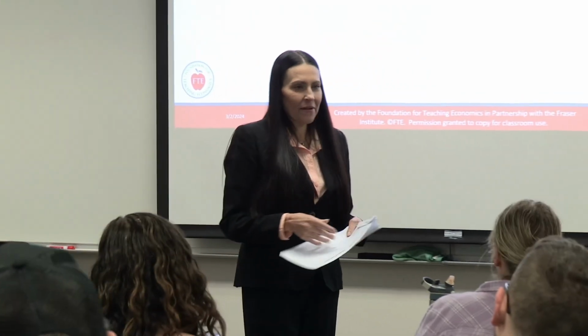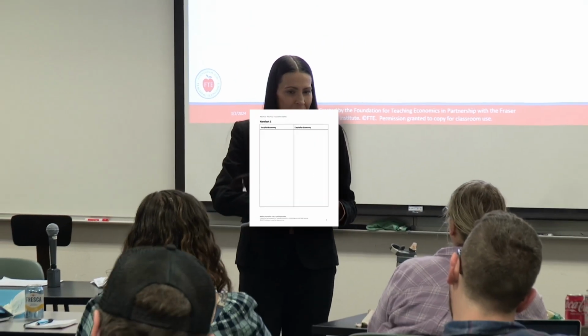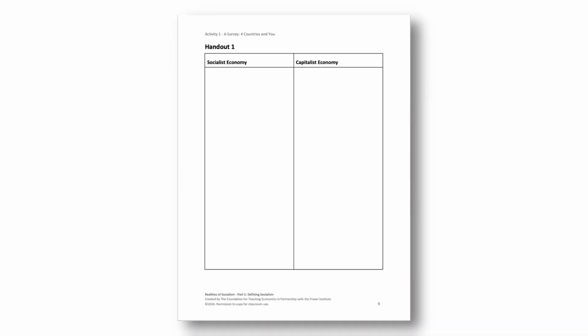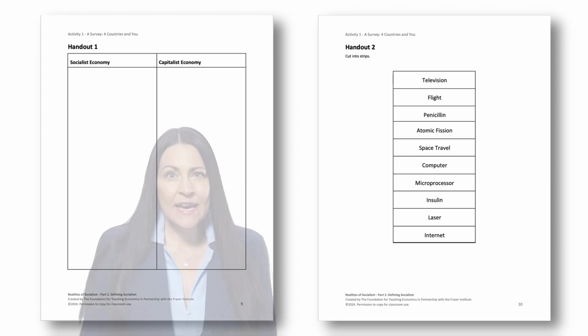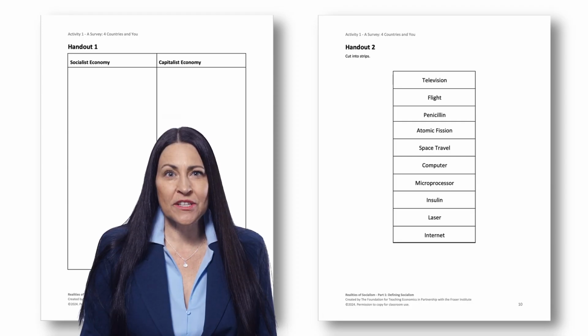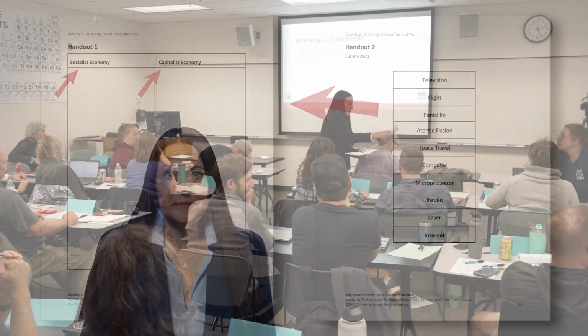Divide students into groups of 3 or 4 and give each group a copy of Handout 1, as well as a copy of Handout 2 cut into strips. Ask them to guess whether each invention of the 20th century was developed in a socialist or capitalist economy by placing each strip accordingly on Handout 1.